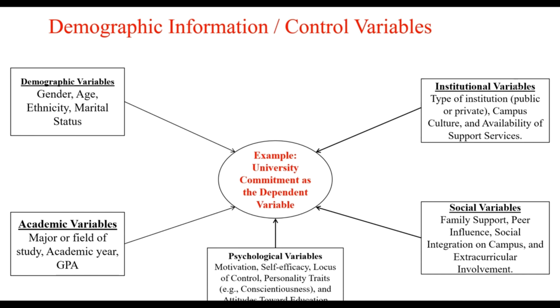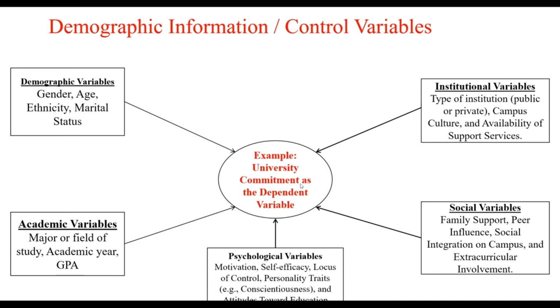The next one is institutional variables. Can also serve as control variables for you. For example, type of institution, public or private, campus culture, availability of support services from the institution. The next one can be social support. Is it possible that support from the family can enhance the student's commitment to university teaching and learning program? Social integration on campus, how well people mingle with each other, the institution's ability to support social integration and extracurricular activities. Is it possible that it can also influence?